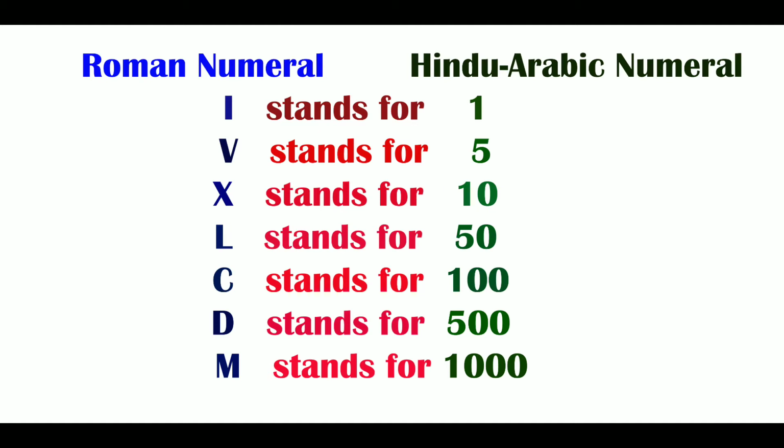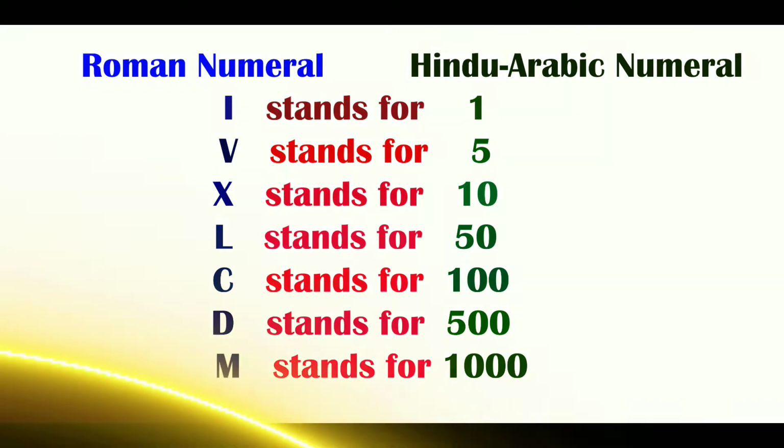V stands for 5. X stands for 10. L stands for 50. C stands for 100. D stands for 500. And M stands for 1000. There is no zero in the Roman system.